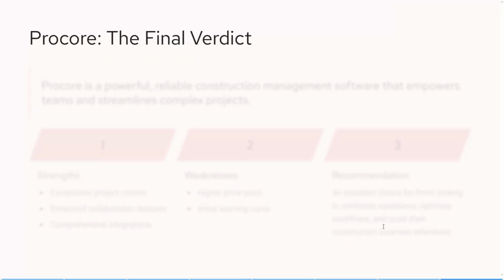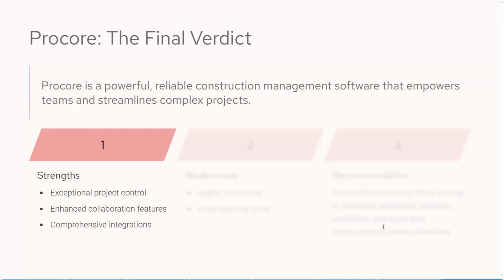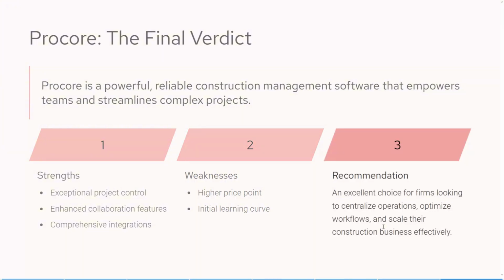Now, for the final verdict. Procore is a powerful, reliable construction management software that empowers teams and streamlines complex projects. Its strengths are exceptional project control, enhanced collaboration features, and comprehensive integrations. Its weaknesses, it's a higher price point, and it has an initial learning curve that is not really a weakness in my opinion because you can master it pretty fast. For the recommendations, an excellent choice for firms looking to centralize operations, optimize workflows, and scale their construction business effectively.